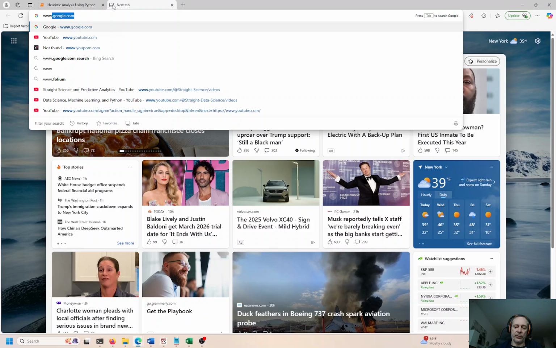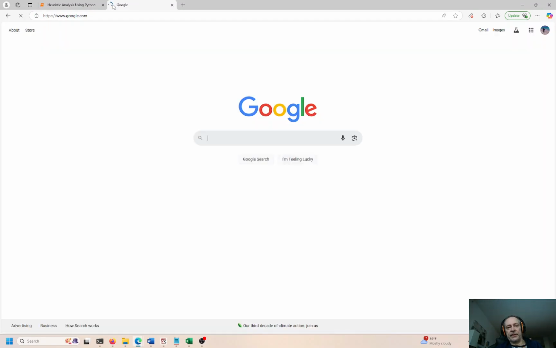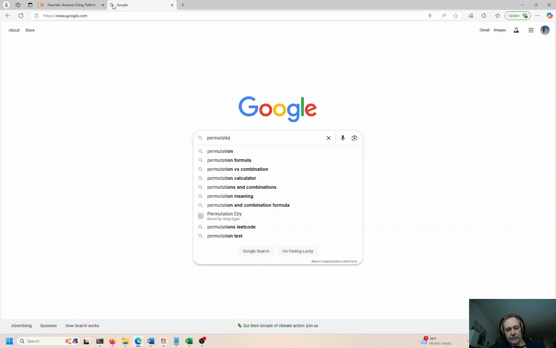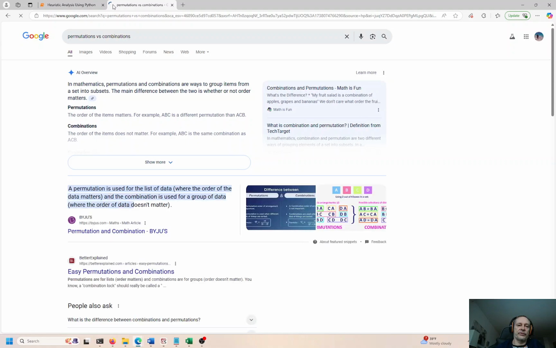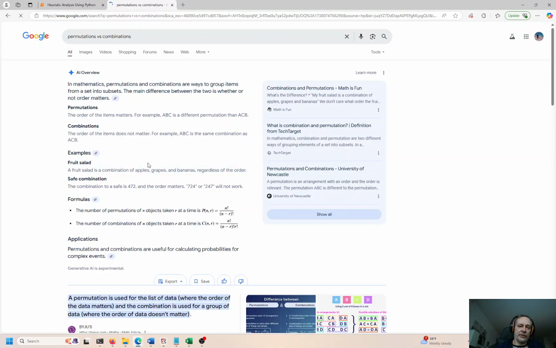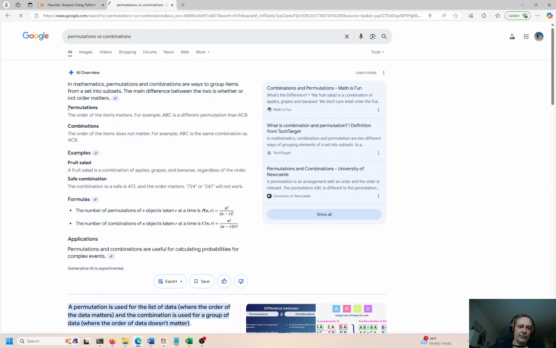If I Google that real quick, permutations versus combinations. Okay, we can go here. Mr. Google picked up the first thing it found right here. It's displaying that the order of the items matters. Okay, so permutation, order matters; combination, order does not matter. So in a permutation, you have fewer outcomes. In combinations, the order doesn't matter.